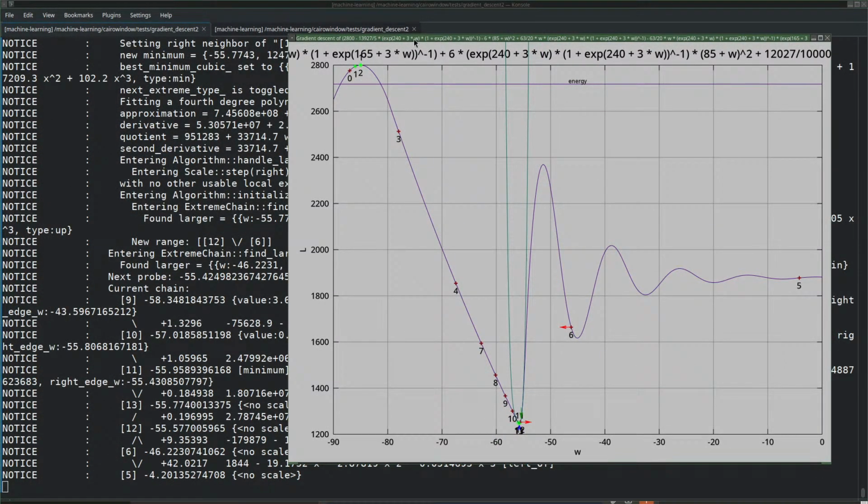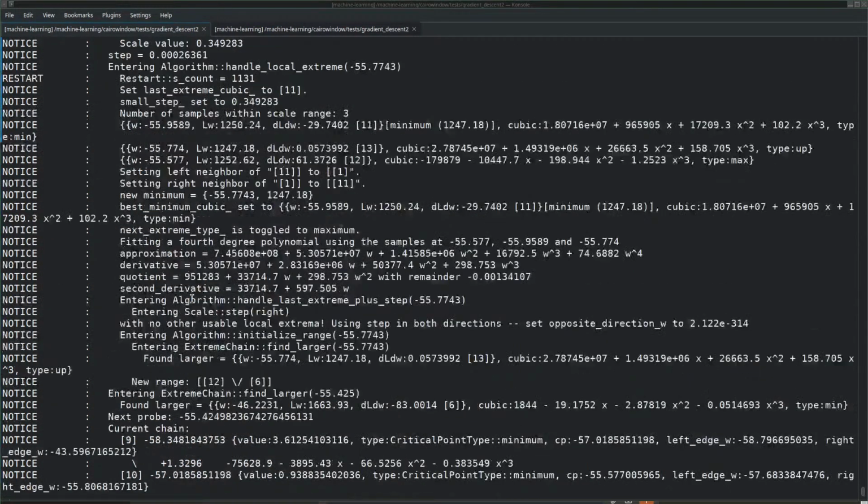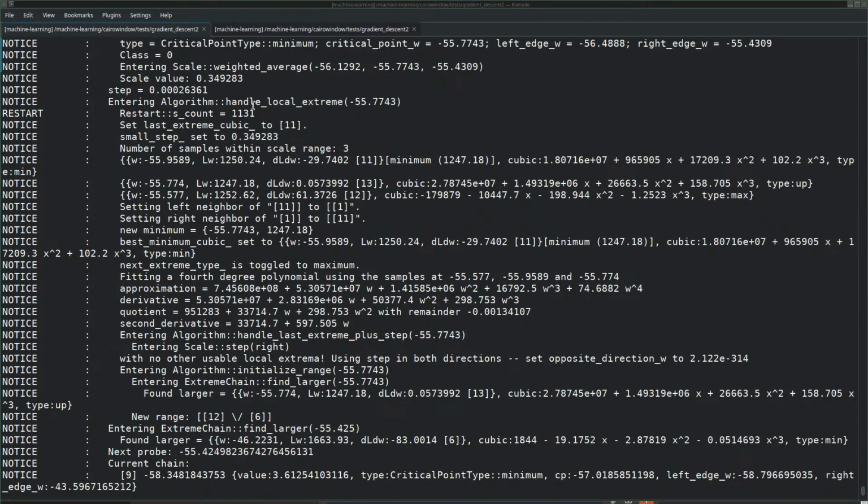Then we found another local extreme. Oops. What did that do? And the local extreme set last extreme cubic to 11. That is at the bottom there. Setting the left neighbor of 11 to 1, 2. Setting left neighbor of. Okay, that's not good. I think this should have been double quote.